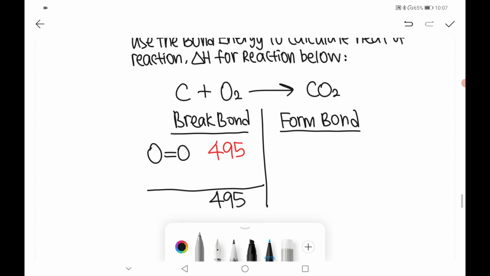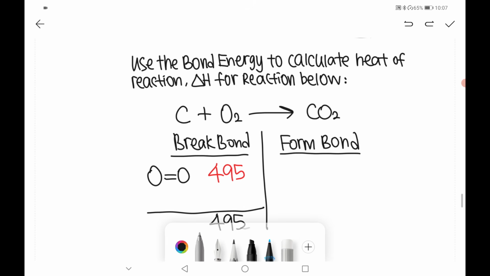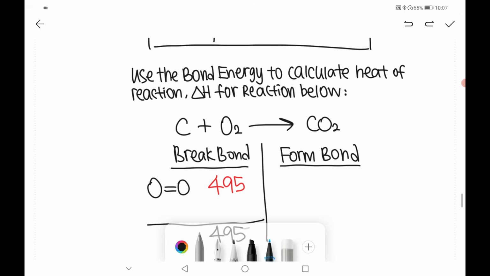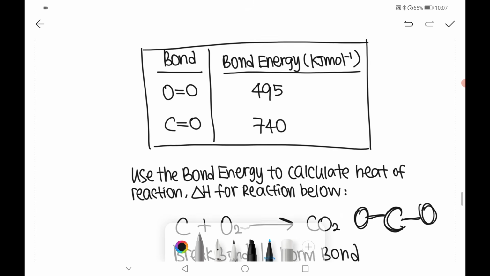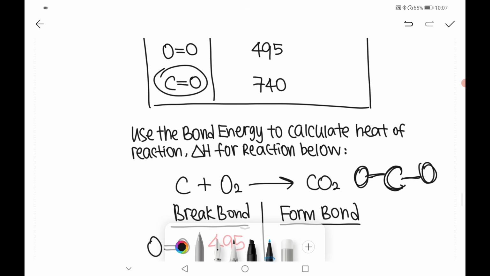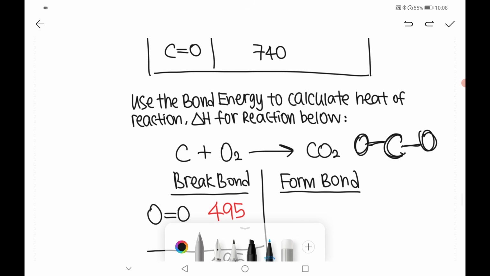What about forming bonds? What are the bonds we need to form? This is CO2. What is CO2 here? We have one C bonded with two O. So the C here is bonded with O and bonded with O. As you can see, the C and O is a double bond.